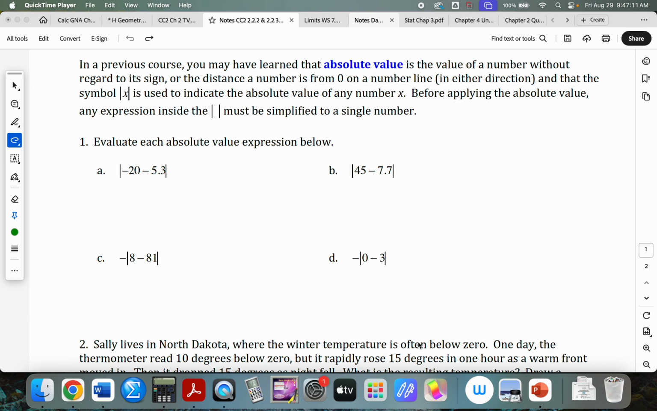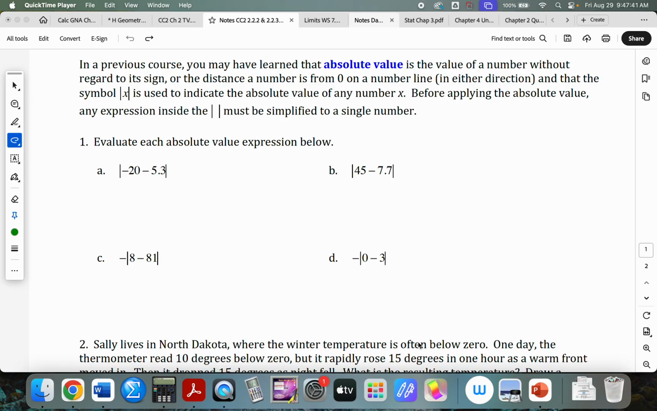All right. Hopefully, in some previous math class, you learned that the absolute value is the value of a number without regard to its sign, or the distance a number is from zero on a number line in either direction, and that the symbol, those vertical lines on either side of x, is used to indicate the absolute value of any number x.